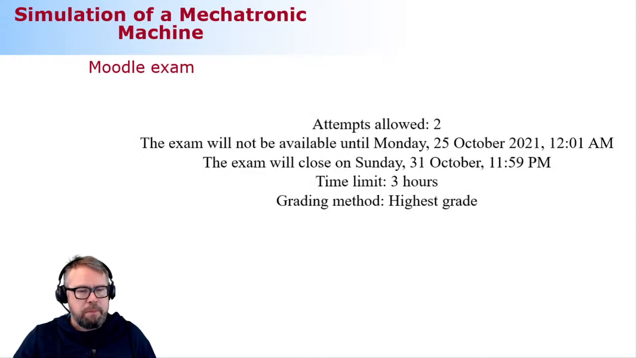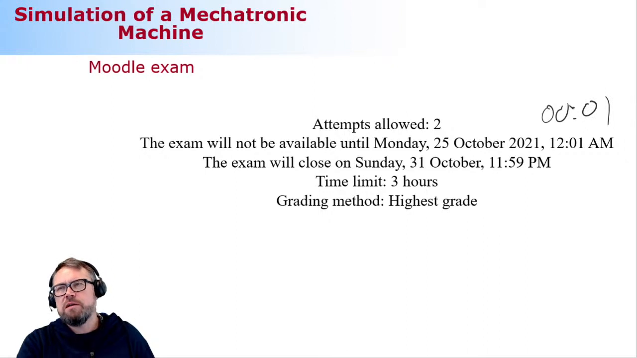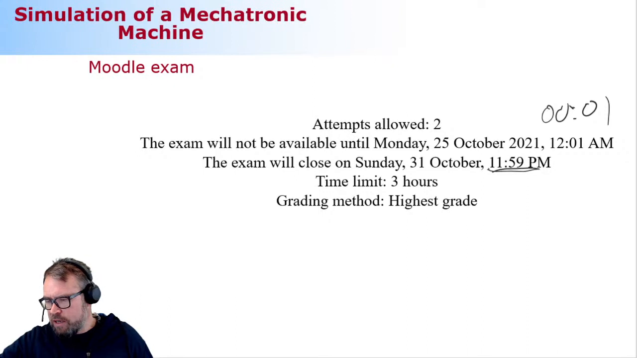Here's information. Attempts allowed 2 times. Exam will be available from Monday at 0, well, it actually should be like 001. This is when you can make your first attempt. So it's right after midnight. A minute after midnight, you can make your first attempt. And it closes 1 week before the midnight. So you have exactly, 1 week minus 2 minutes time to make it happen.